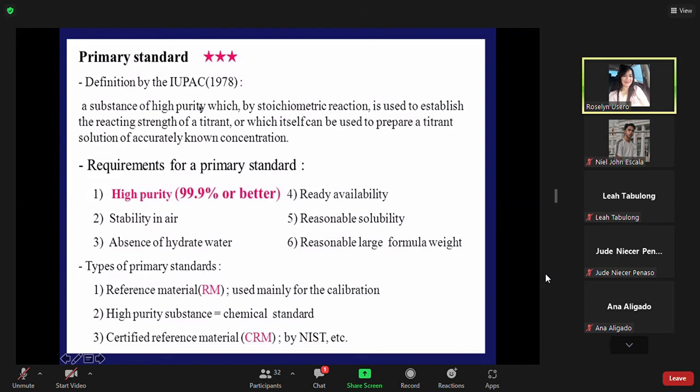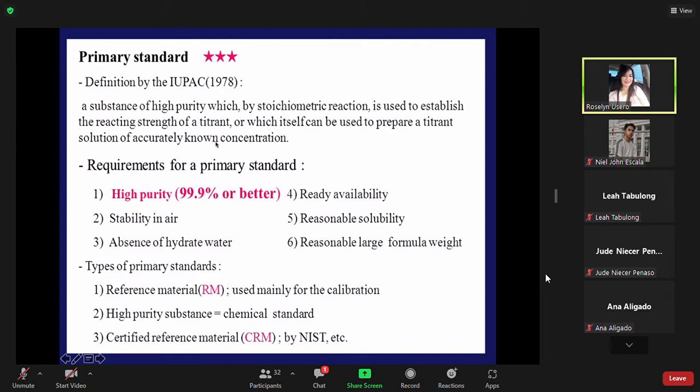By definition of the International Union of Pure and Applied Chemistry, 1978, a primary standard is a substance of high purity which, by stoichiometric reaction, is used to establish the reacting strength of a titrant, and which itself can be used to prepare a titrant solution of accurately known concentration.